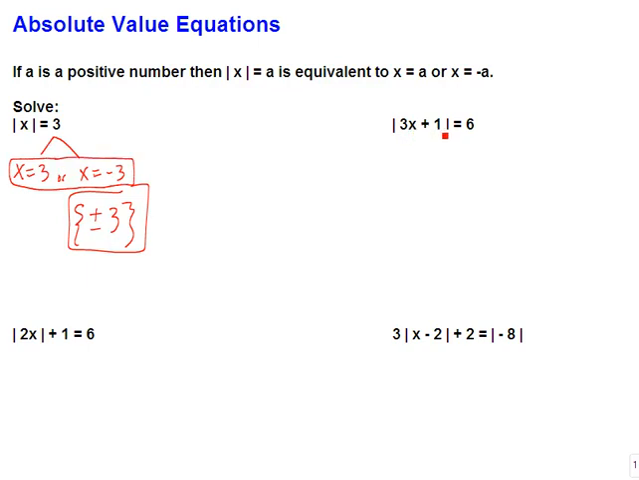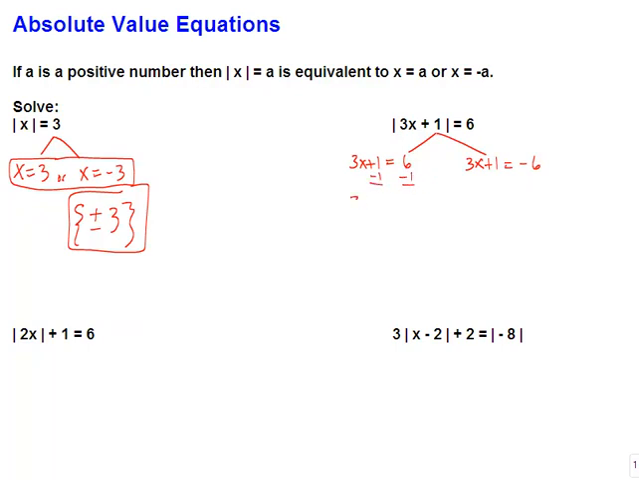So in the next example, we're going to slightly complicate the problem because now we have an expression inside of our absolute value symbols. But in terms of how we solve this, we're going to do it exactly the same way. We're going to split this up into the two possible cases. Either this expression inside of the absolute value is equal to positive 6, or the expression inside is equal to negative 6. So you're always taking this number on the right-hand side, the plus and the minus case of that. And now we just have to solve each of these two individual equations, and that'll give us our two solutions.